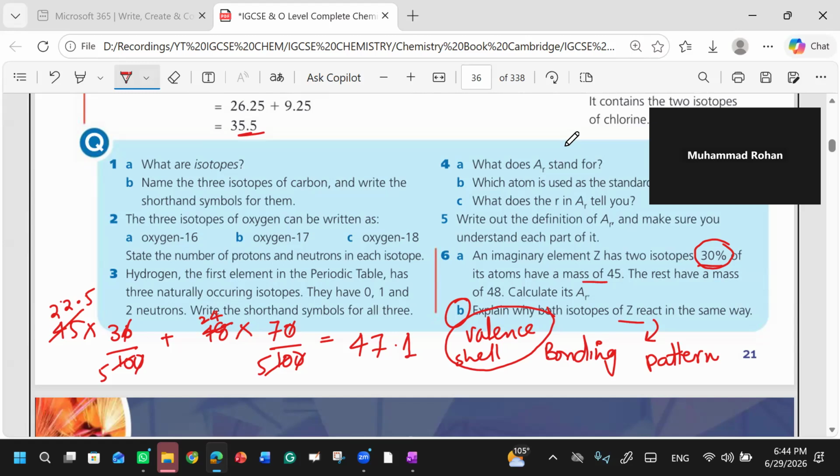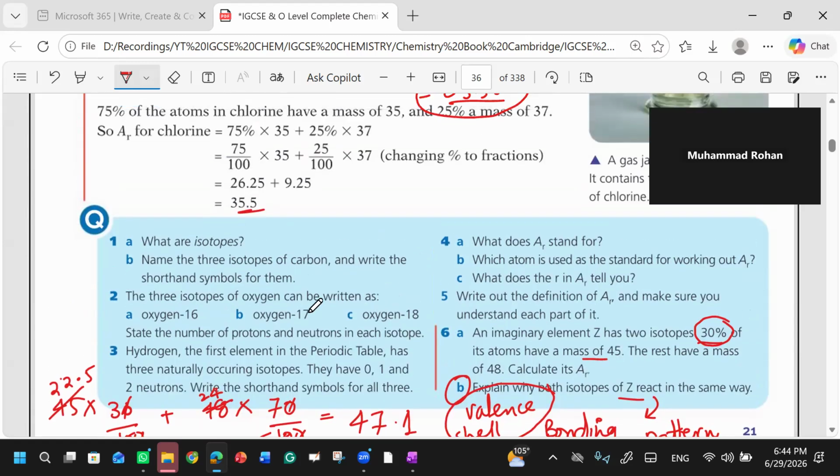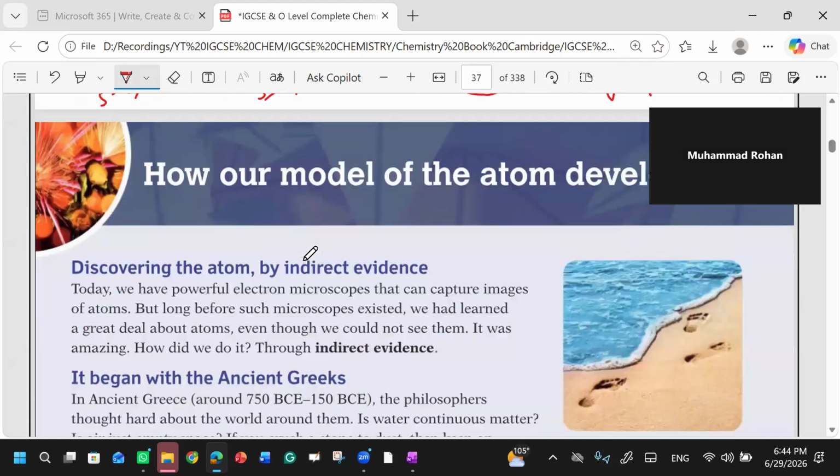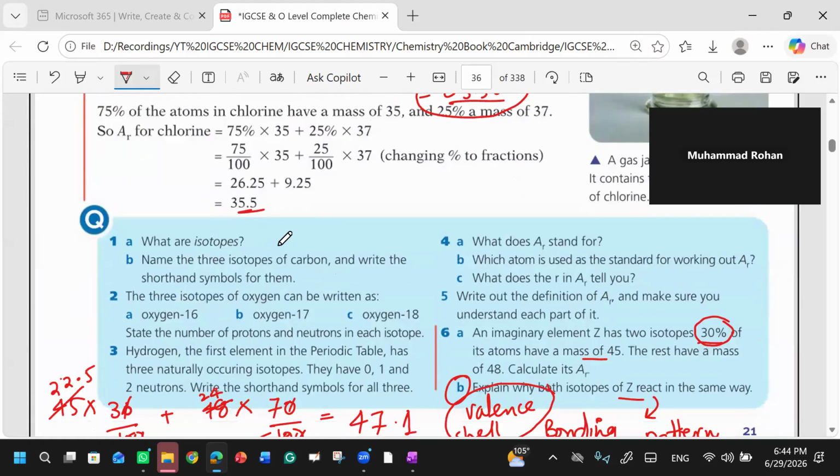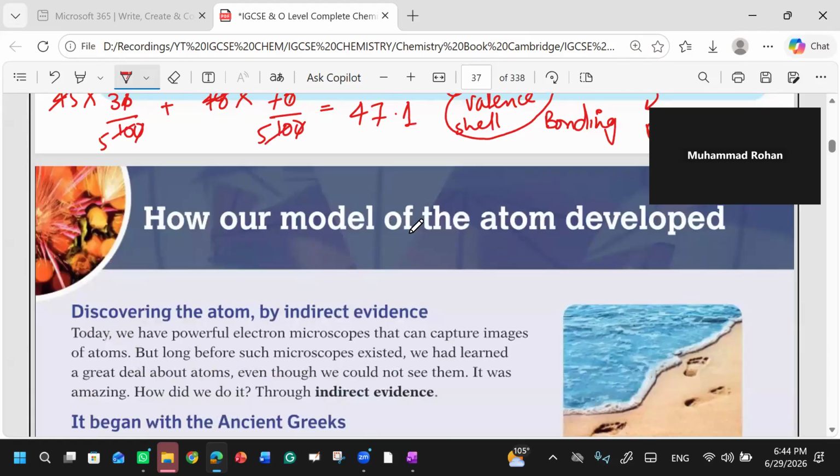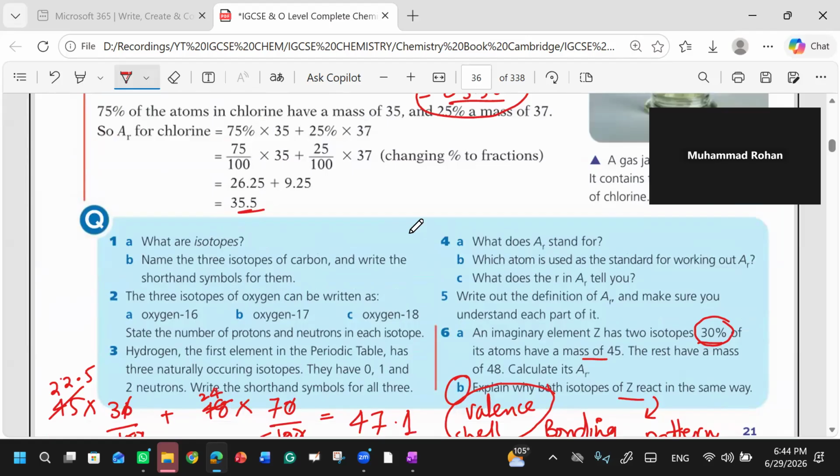Okay. Now they have mentioned the three isotopes. We can do the exercise now. What are isotopes? Can you recall what isotopes are? Isotopes have different numbers of neutrons, but the same protons and electrons. But we don't mention the definition like this. We say isotopes are the atoms of the same kind of element. What is the same kind of element?